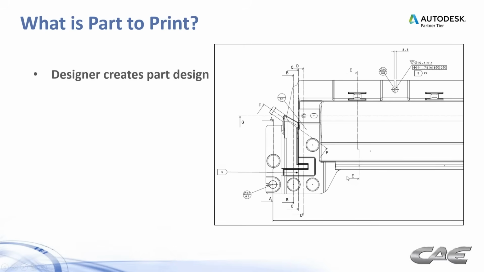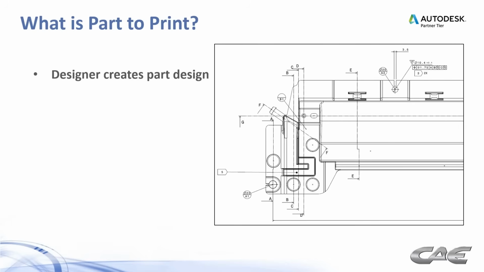So what does part to print mean? So now that we've whetted your appetite for what's possible, we want to dig into some details. We want to know that part to print is possible. We need to define what we mean by that. Most people think of it as meeting dimensional tolerances.